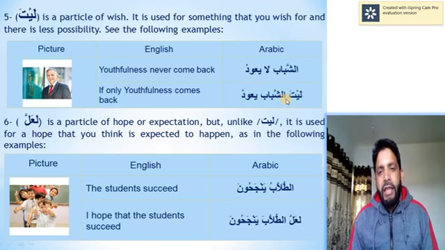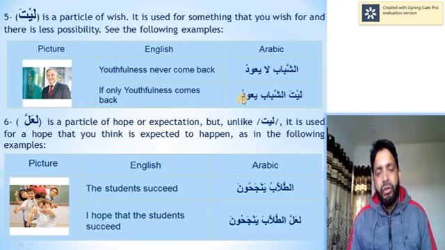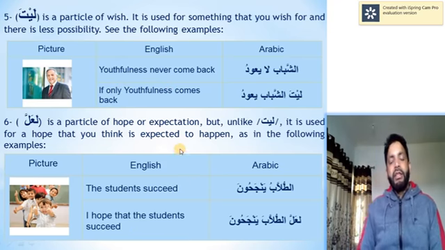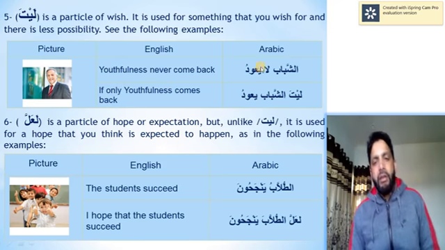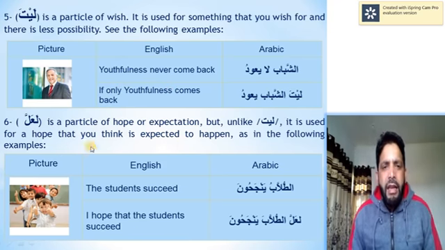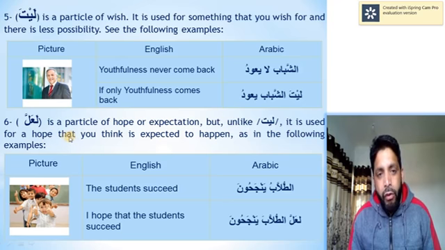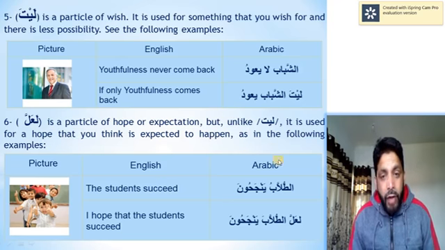So now using laita, there is a wish. Laita shabab ya'ud. Since youthfulness never comes back, that's why there is less possibility while using laita. La'alla is a particle of hope and expectation, and it's unlike laita. It's used for a hope that you think is expected to happen, as in the following examples.